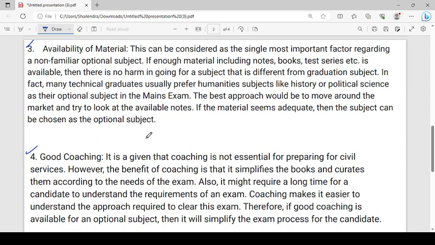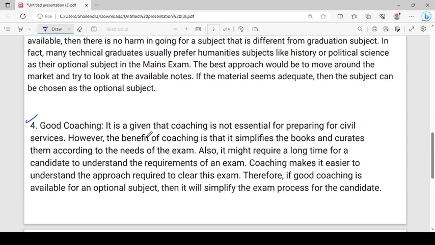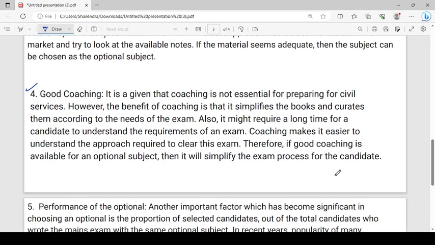4 number क्या बोला? Good coaching. It is a given that coaching is not essential for preparing for civil services. However, the benefit of coaching is that it simplifies the books and curates them according to the need of the exam. Also, it might require a long time for a candidate to understand the requirement of an exam. Coaching makes it easier to understand the approach required to clear this exam. Therefore, if good coaching is available for an optional subject, then it will simplify the exam process for the candidate.